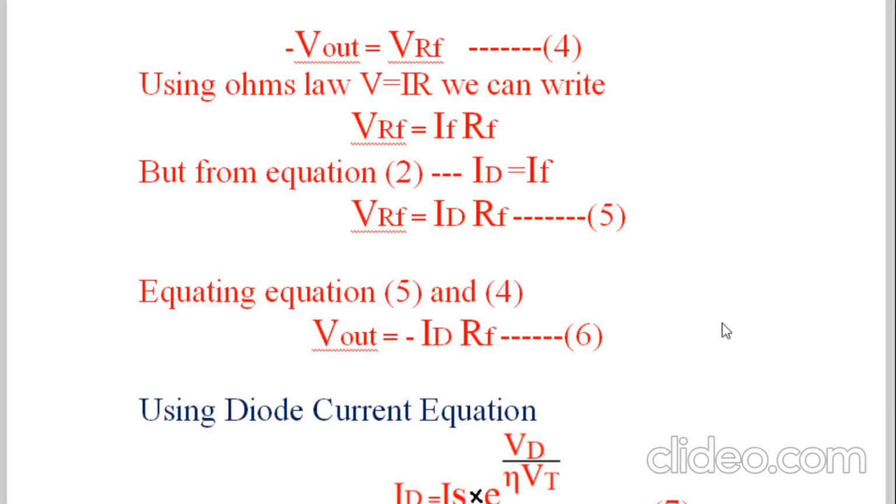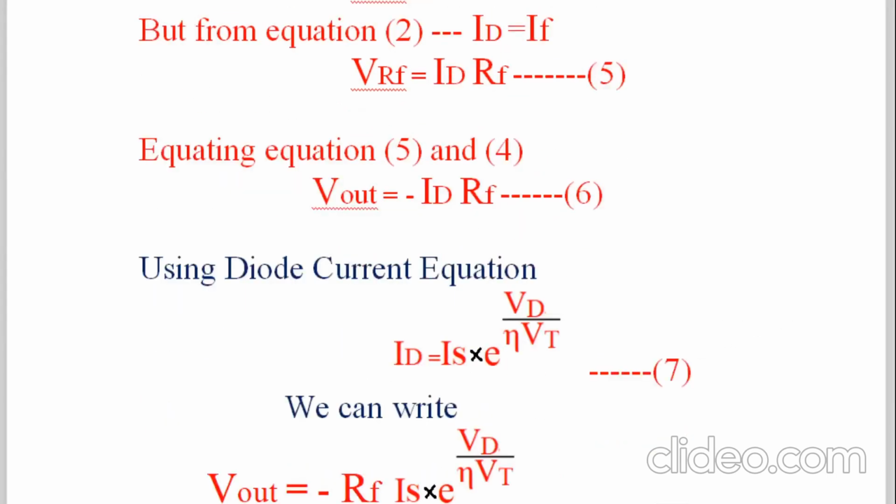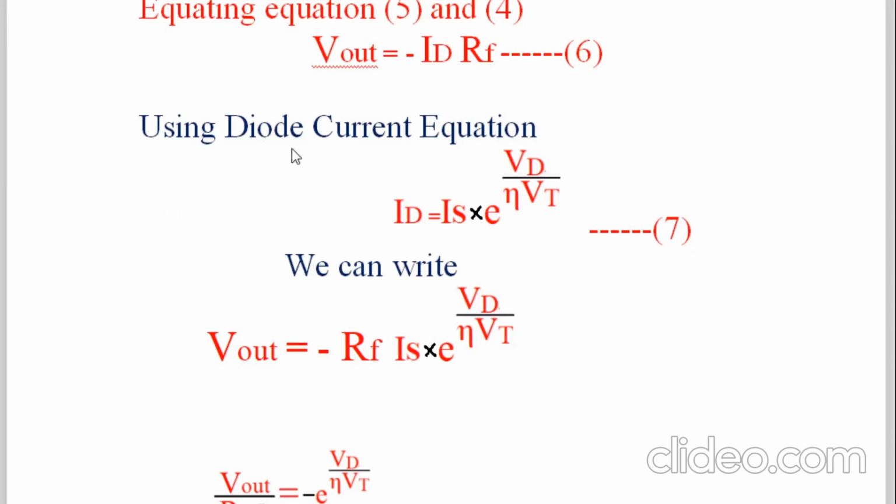Now we have to use the equation for the diode current, which we already studied in the log amplifier, and how the diode behaves as a log element. So ID is equal to IS, the reverse saturation current, into e raised to VD, the voltage across the diode, divided by eta, the quality factor, and Vt. Vt is your thermal voltage.